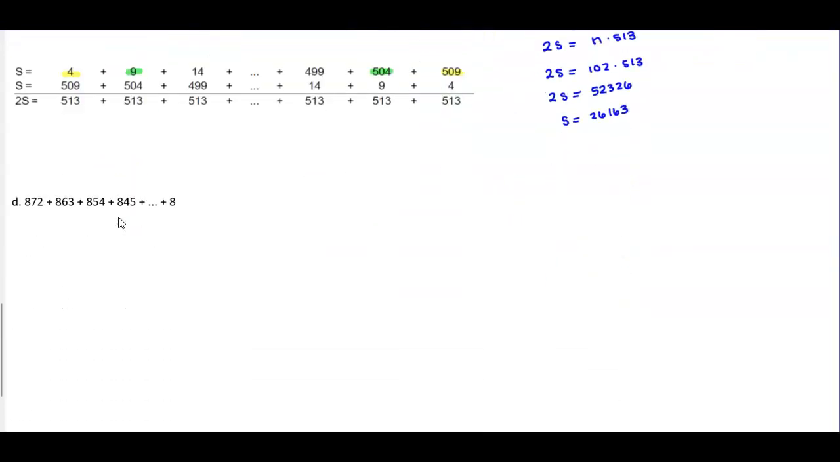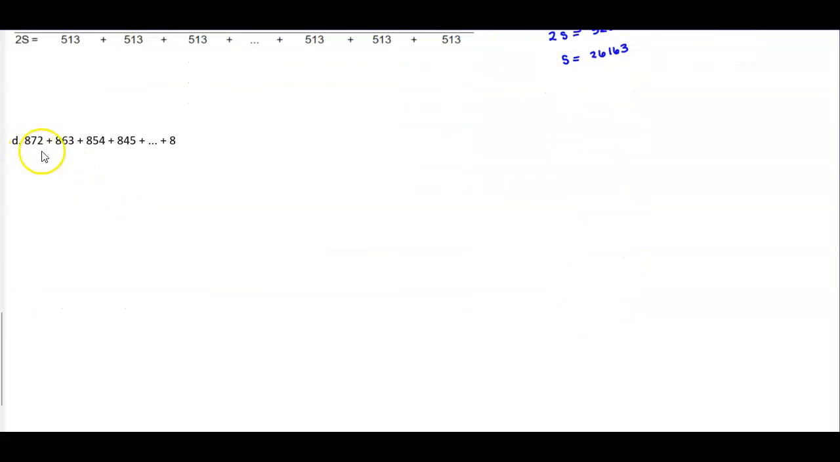Okay, now let's go to the last sequence. We have 872 plus 863 all the way to 8. So again, we're going to use Gauss's approach to find the sum. This sequence is written in descending order, so we're going to start by writing it in ascending order, and then we're going to determine the number of terms. So we want to find a pattern relating the last term to the number of terms.